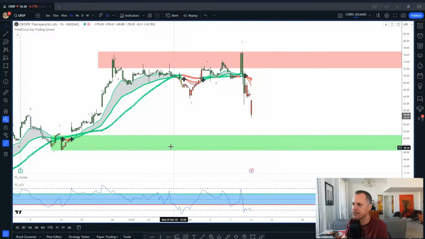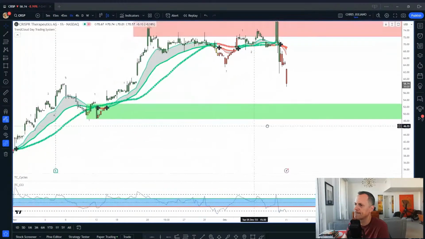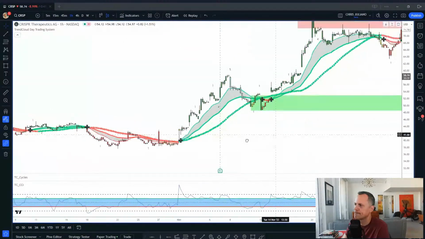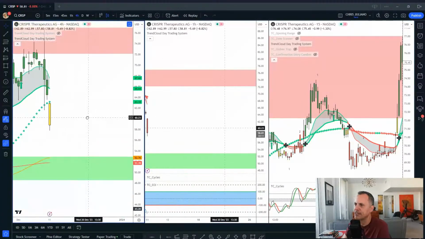So when it comes back down to here, you can start using that TrendCloud, or you can look at your option chain, tell your finance guy, or do it yourself, and say, hey, look, I want to start accumulating shares of CRISPR around 52.96 or whatever. And that's how you would accumulate stocks that you believe in.